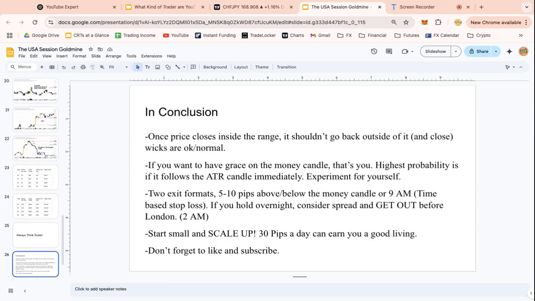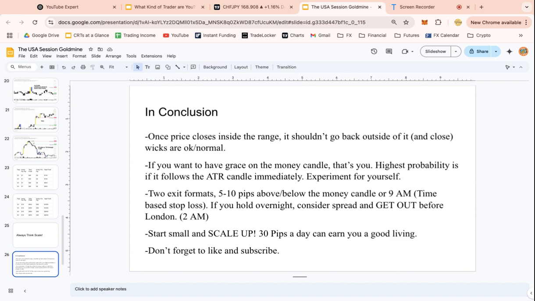So in conclusion, once price closes inside of your range, it should not go back outside of it and close. Wicks to the range are normal, but it should not just spike up and break out of the range. So if you're short and price breaks up out of the range where you're trading, that's a bad sign. Get out.